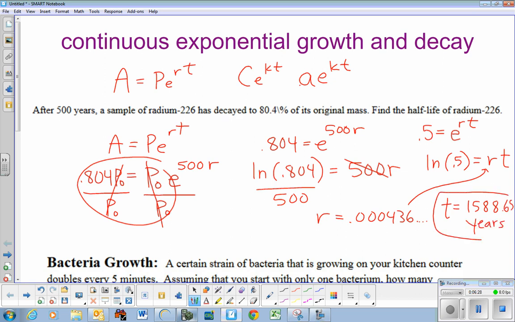And always look and make sure this is reasonable. If I had 80% left after 500 years, it's reasonable that I would have half of it left after almost 1,600 years. It's not out of the question. All right, so on a question like this, find this rate, this r value, and then use it to go back and answer the original question.